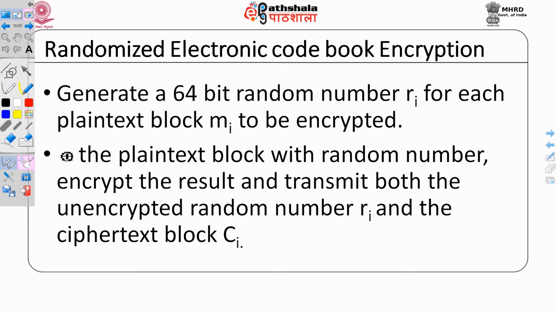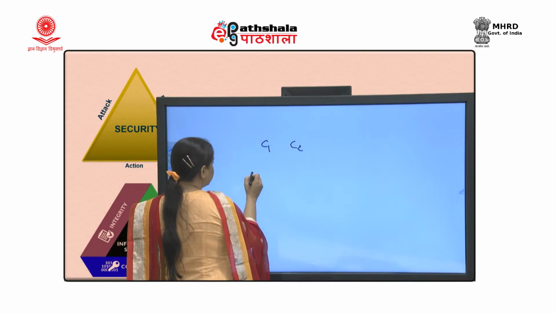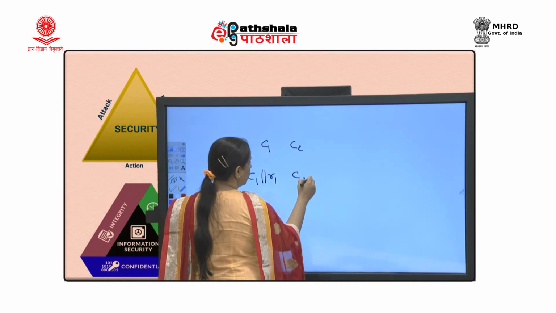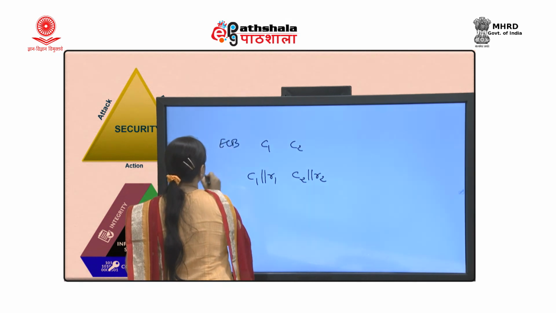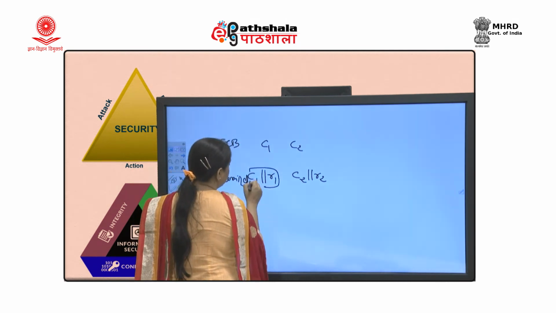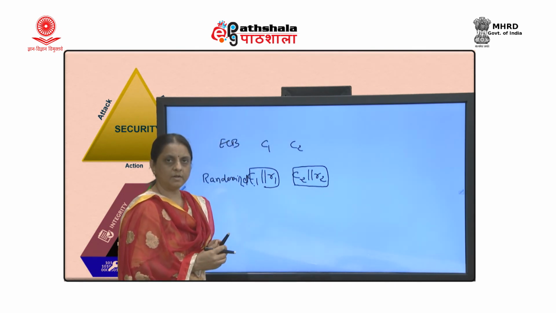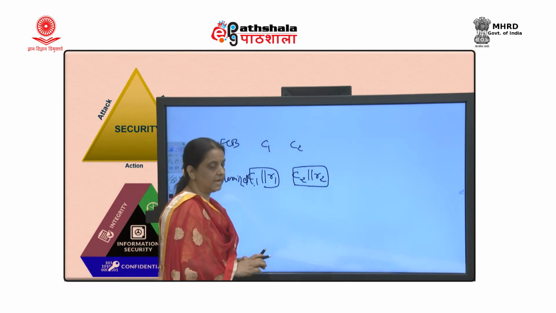So, now what is the problem here? In the earlier scheme we had to pass only C1 and C2. Now, in this case what do we have to pass? We have to pass C1 as well as R1, C2 as well as R2. This is the electronic code book, and this is the randomized electronic code book. So, instead of only the ciphertext, we have to pass the corresponding random bit block. So, the bandwidth utilization would be doubled.